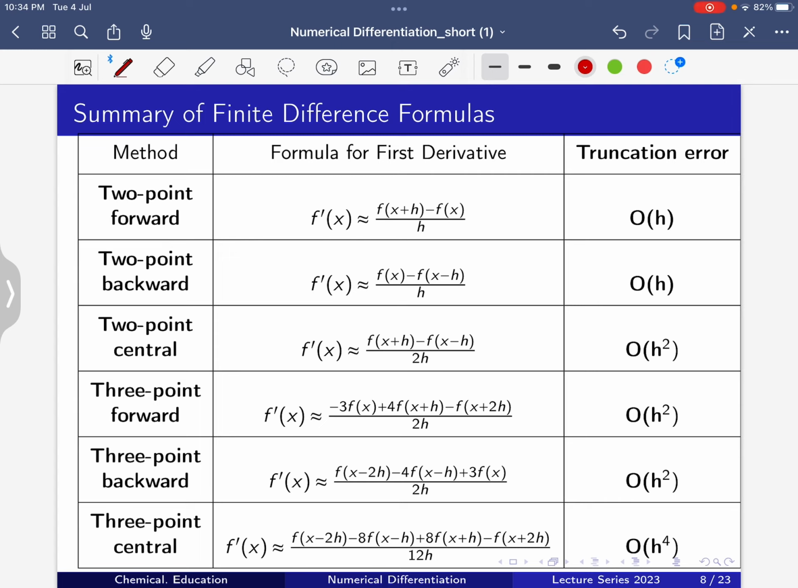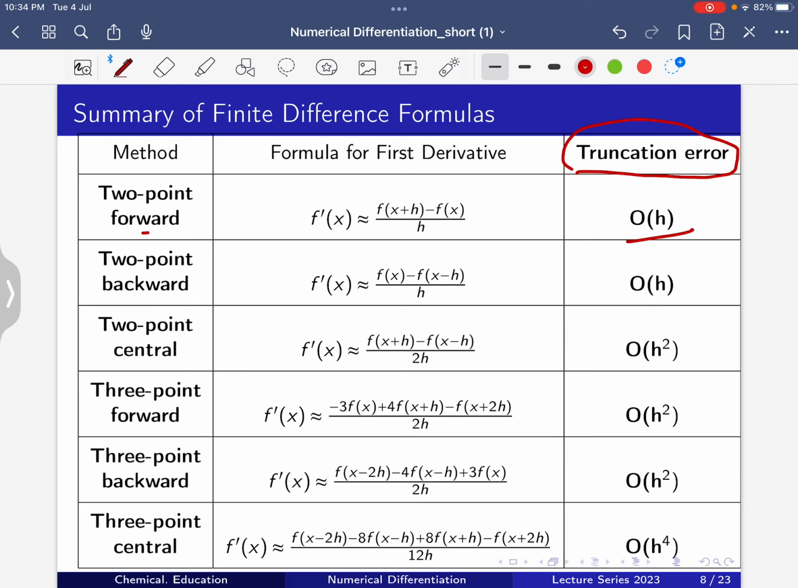In that table, different formulas and different methods are given, along with the formula for the first order derivative and the truncation error, meaning the accuracy of the method. So here is the 2-point forward difference method: f'(x) = (f(x+h) - f(x))/h. That is first order of h, meaning first order accuracy. As h is very small, if the order is increasing, the method is more accurate.